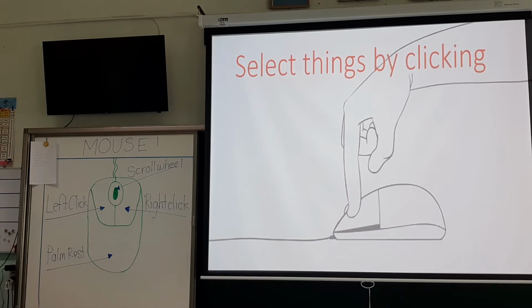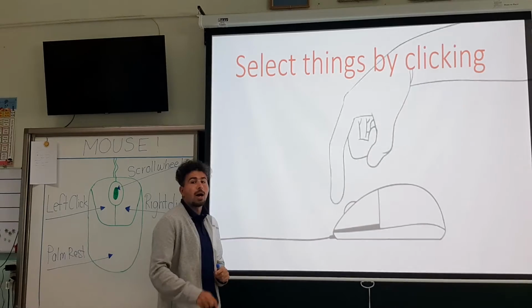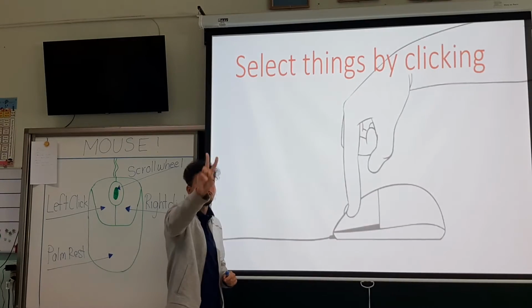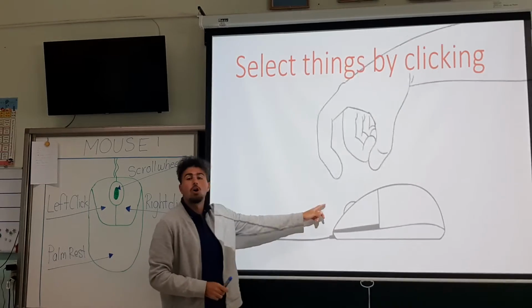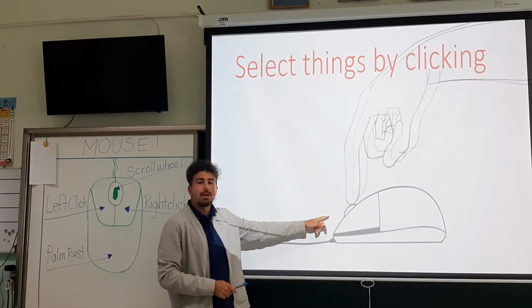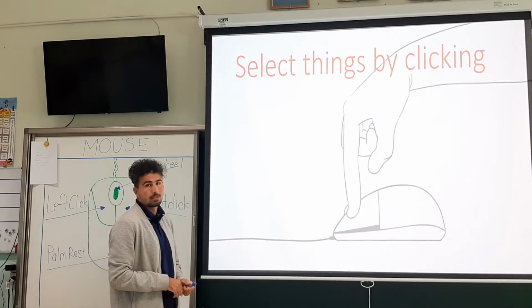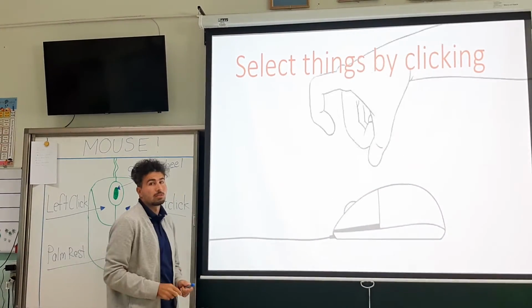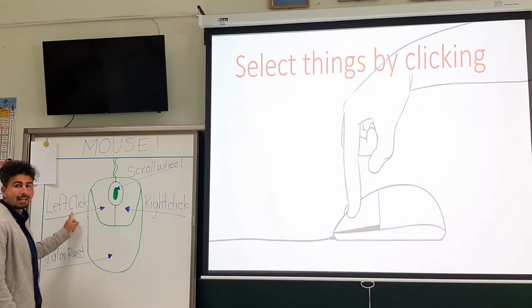I can also select things by clicking. I can click once or I can double click. Double click is 2 clicks, to open any program. If I want to open a game, I need to double click. Yes. Sometimes I only need to click once. Remember? Left click, not right click. Left click.